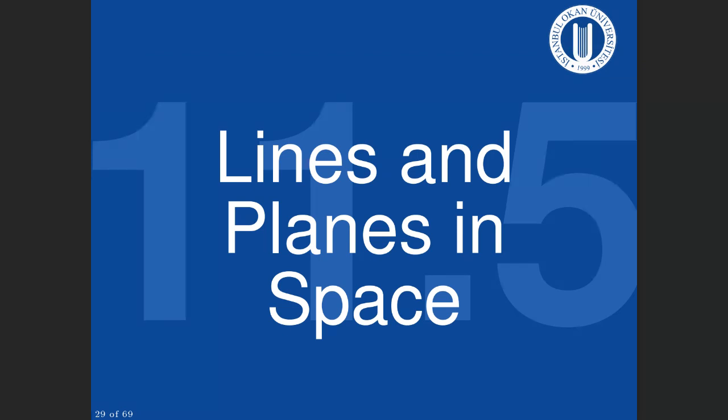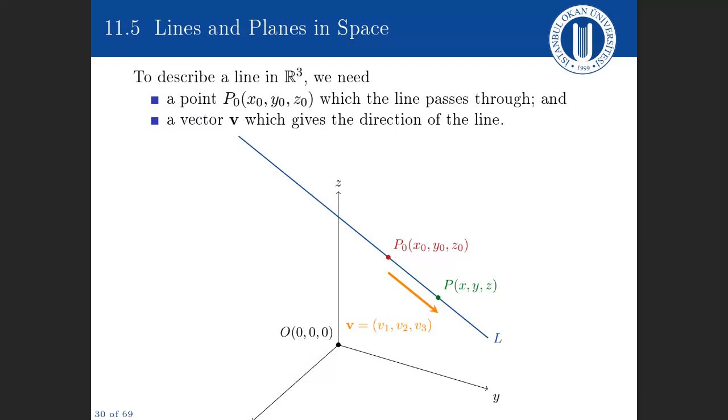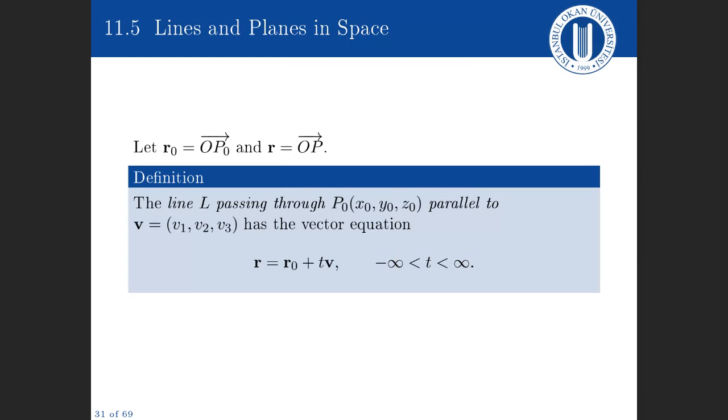Final chapter for today's lesson is lines and planes in space. To describe a line in R3, we need two things. We need a point that the line passes through, point P0, and we need a vector which gives us the direction of the line. So if R0 is the vector from the origin to P0 and R is the vector from the origin to P, we could say that R is R0 plus some multiple of V.